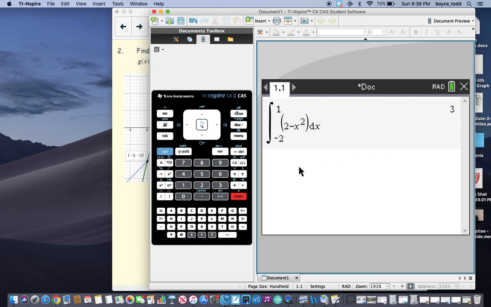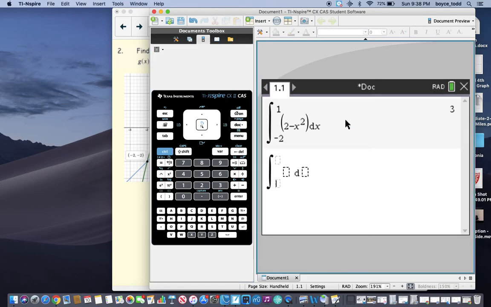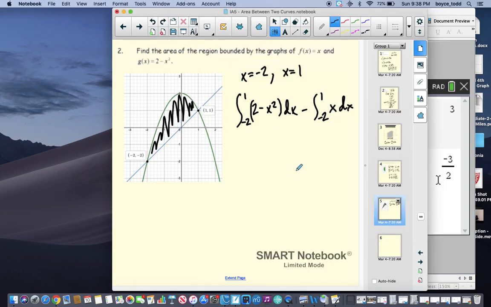So that's my first part. Then I'm going to do that one more time. Go to integral, -2 to 1, x dx. So then I get 3 and -3 over 2. Now I'm going to say that's 3 minus -3 over 2. And again, if you want to add it by hand from here, that's 6 over 2 plus 3 over 2, which will leave you with 9/2, or 4.5.